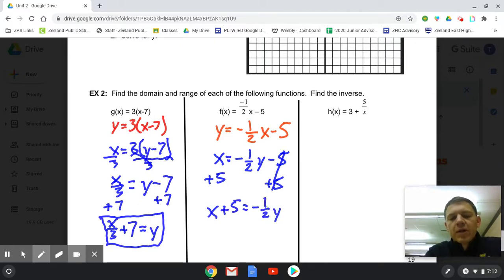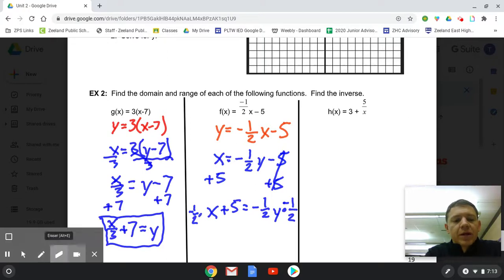Okay. Now what? What's keeping the y from being alone on its side? Yeah, the negative 1/2. So I can divide both sides by negative 1/2, but that gets messy because I'm dividing by a fraction and it looks really gross. Or I can multiply by its reciprocal. So I multiply by 1/2, a negative 1/2, so we can cancel that negative as well, to both sides.